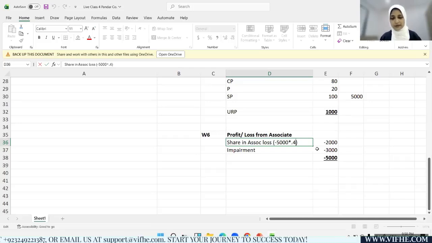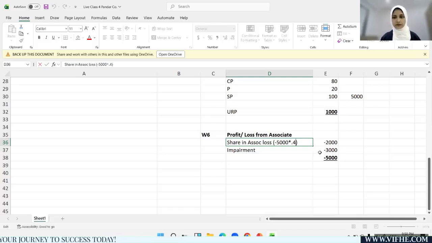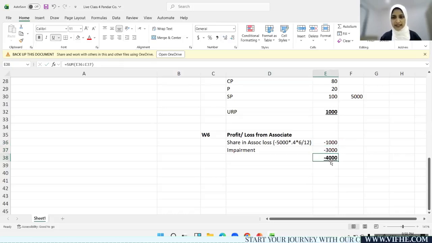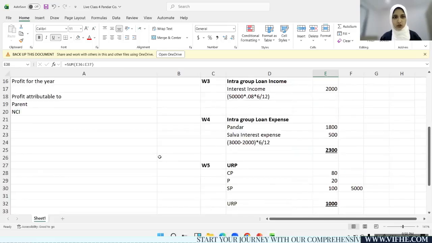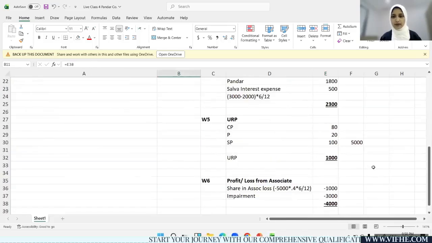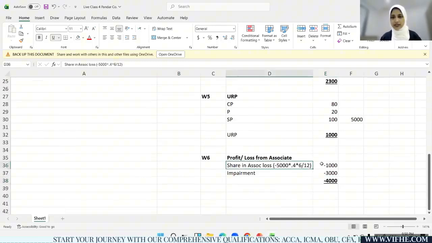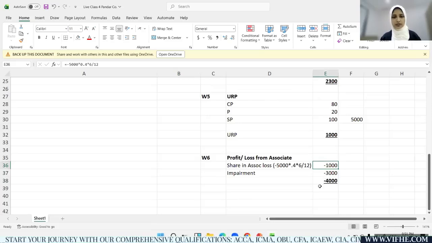So we'll do into 6 by 12 as well. Now, what will happen is that because I calculated an incorrect figure earlier, 5 million, but I'd linked myself, this 4 million will automatically get updated. Can you see? This got automatically updated. I did not have to do a manual intervention here again to update the PNL. I had to just correct this figure. Okay, so my profit or loss from associate got corrected.